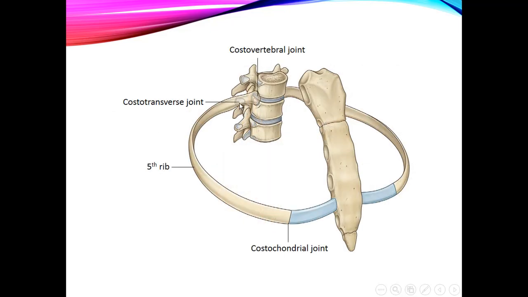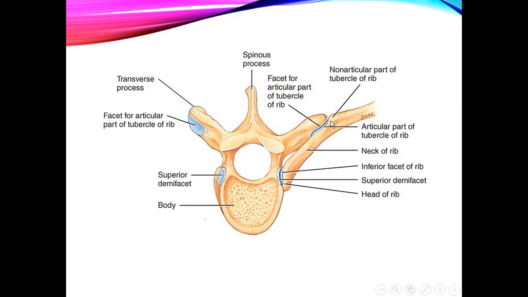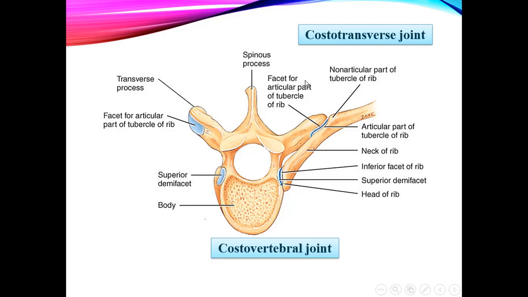As you see, the articular part of the costal tubercle articulates with the tip of the transverse process. Each vertebra has two transverse processes, and this process articulates with the costal tubercle like this. This joint between the costal tubercle and transverse process is called costotransverse joint. Here is the costovertebral joint, and here is the costotransverse joint.